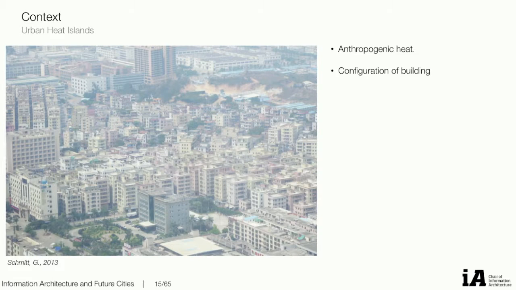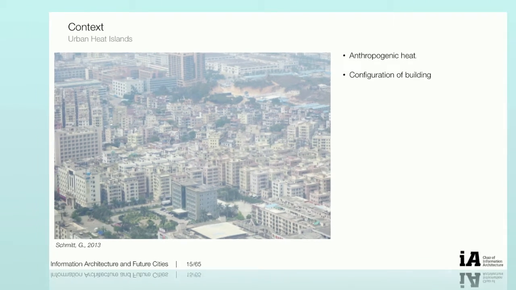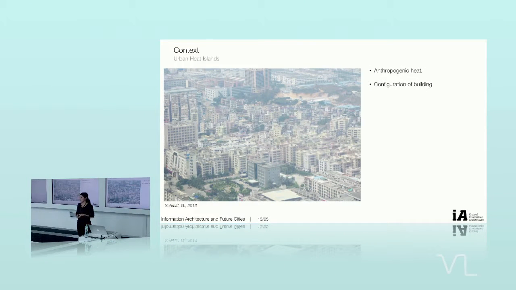And then another cause is the configuration of buildings in terms of the solar radiation absorbed in the cities because of the materials of the buildings, because there's more lack of green areas, lack of trees, lack of vegetation. And also this configuration is affecting the different ways in which the wind can enter a city and in which it can flow. So this can also affect the urban heat island.